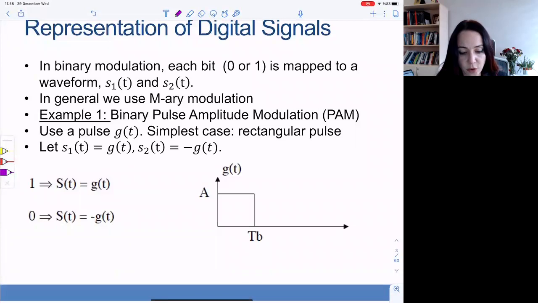In the case of binary modulation with pulse amplitude modulation, we will use g of t and negative g of t. Okay, so one of them could stand for the 0 and the other could represent the 1. So to signal a 1, send g of t. To signal a 0, send negative g of t.